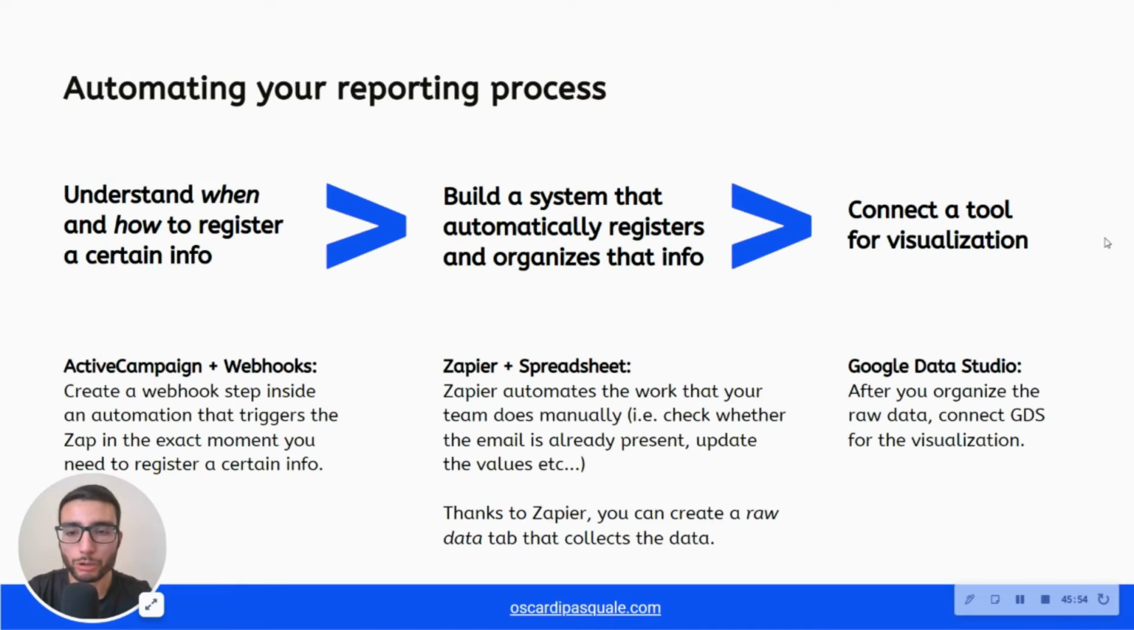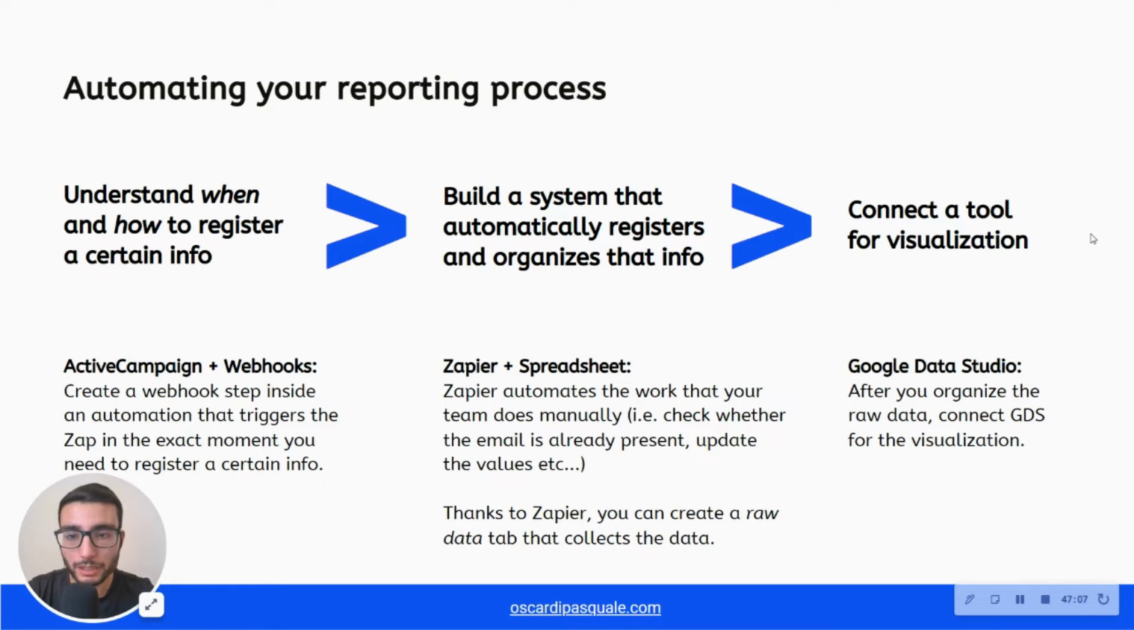How do you do all of that? After you have defined the KPIs, you know what events you want to track. So in order to do that, you need to use webhook steps inside ActiveCampaign automations. Let's say that you have a new lead.